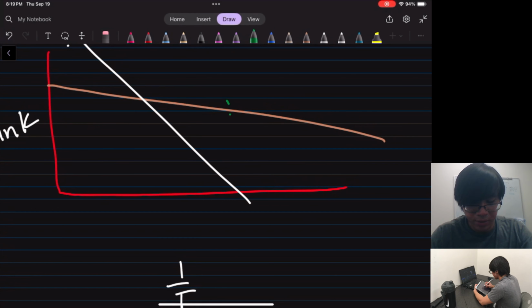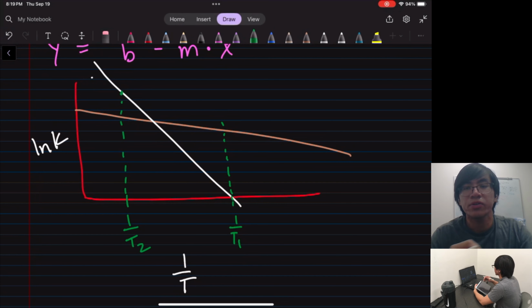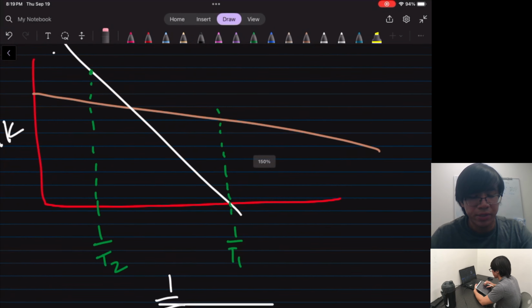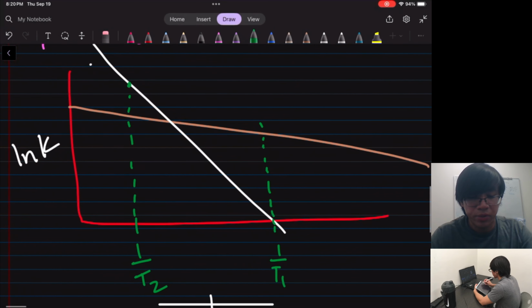I'll say this is arbitrary temperature 1, so 1 over T1, and this is another arbitrary temperature 2, 1 over T2. Remember, we are increasing in temperature as we go from right to left, and what we'll see here is the change in K. Remember, y is our natural log of K. So let's start with our less steep line. We have a very, very small change in K.